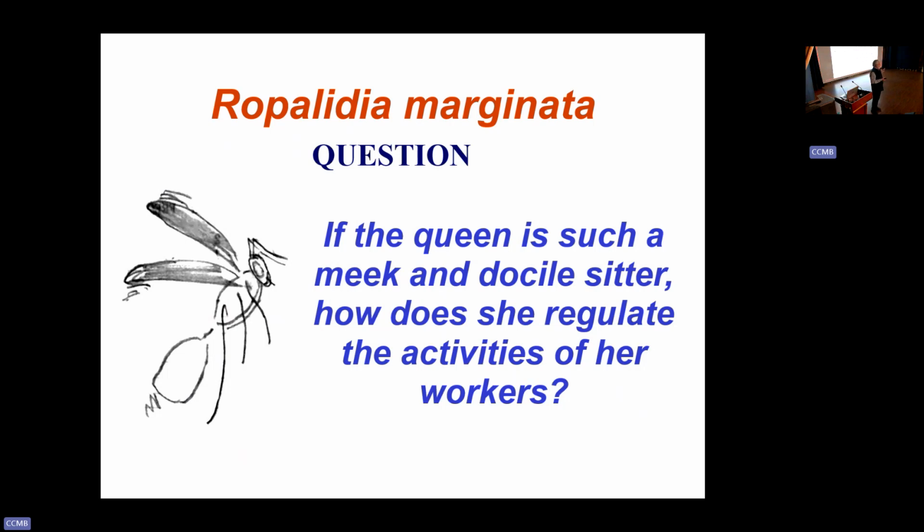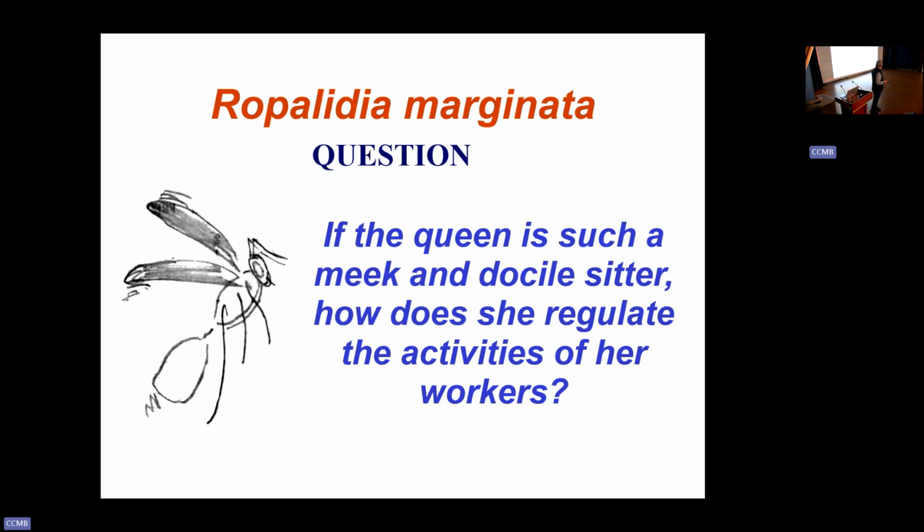Now, how do you answer this question? You have no clue. There was no obvious experiment to do. So what do we do when that happens? Go back and watch the wasp for fun. That's the default option that we have. And start thinking about it.